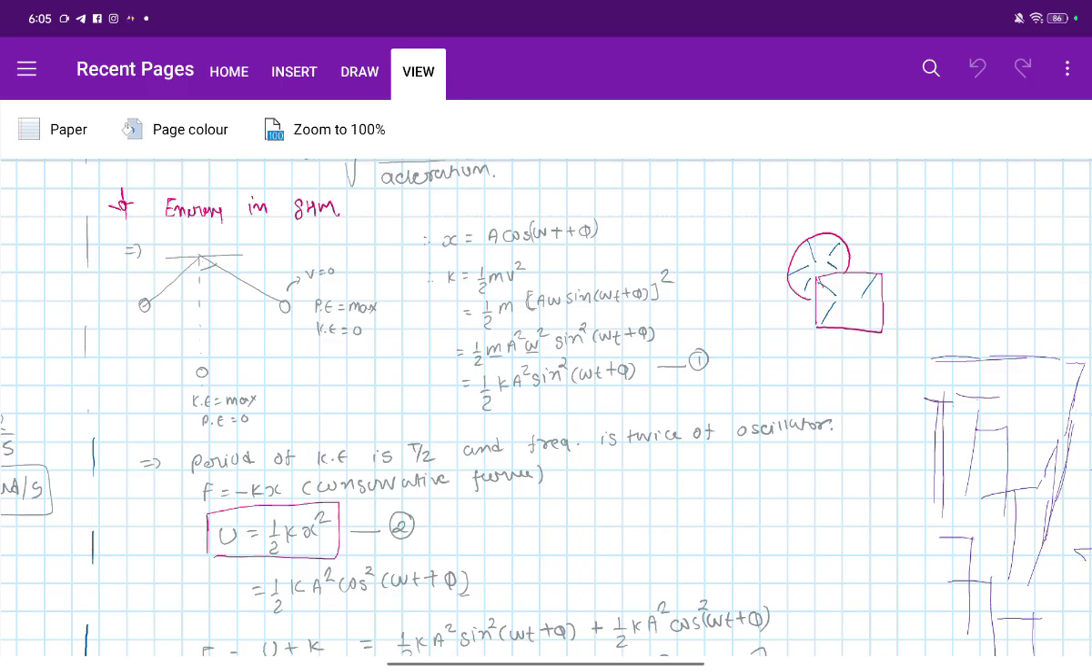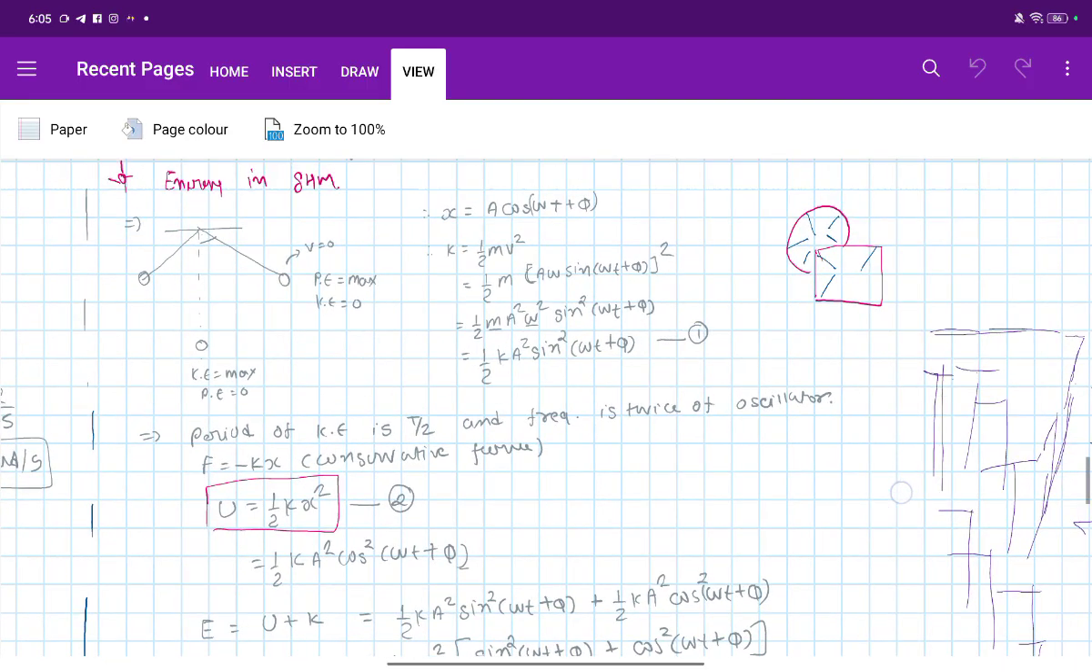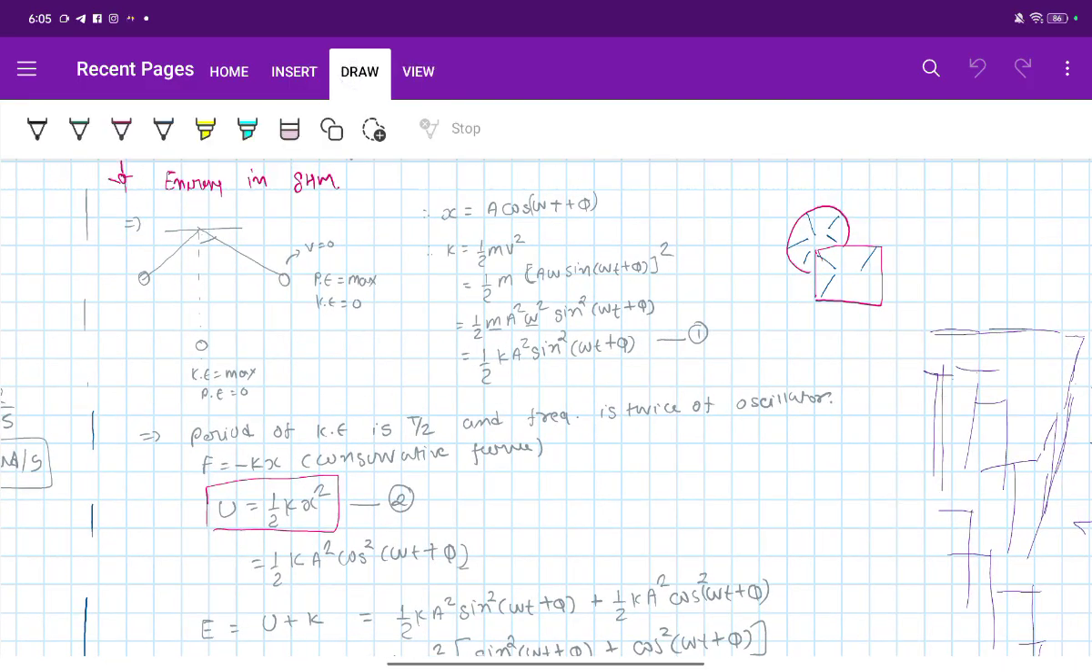All right. So we discussed energy in simple harmonic motion. It was like that at the mean position, as you can see, kinetic energy is maximum, but potential energy is zero. And at the maximum amplitude, potential energy is maximum while kinetic energy is zero. That means its velocity is zero.